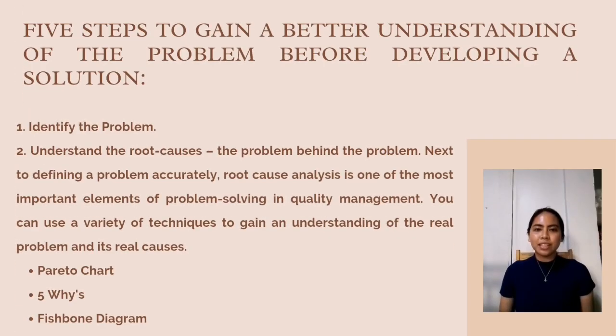There are 5 useful steps that can be taken to gain a better understanding of the problem before developing a solution. First is to identify the problem. Second is to understand the root causes, the problem behind the problem. Root cause analysis is one of the most important elements of problem solving and quality management. There are a variety of techniques used to gain an understanding of the real problem and its real causes. Among these techniques are Pareto chart, 5 whys, and fishbone diagram.